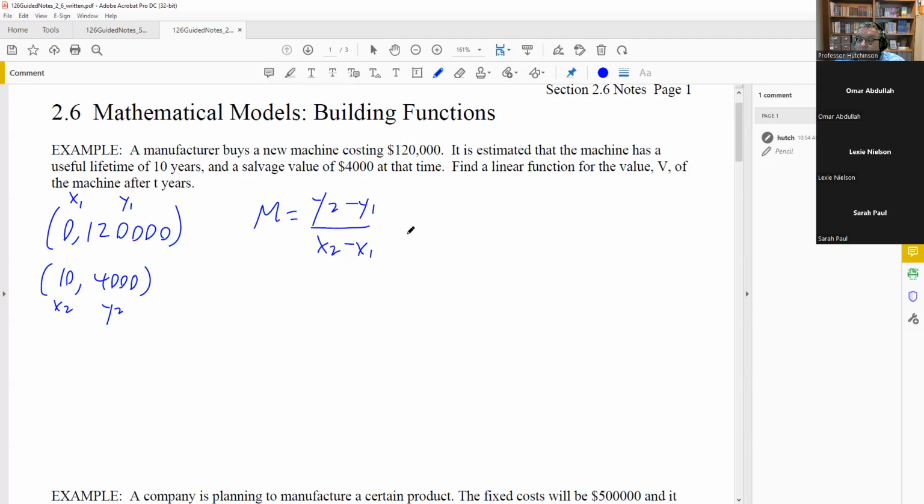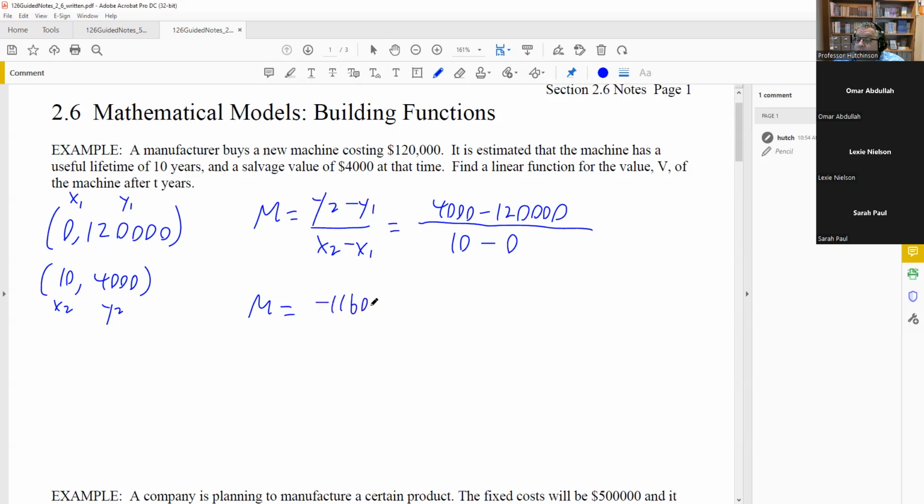Okay, so we have that one. We're going to put the points in that we've already labeled. So y2 minus y1, we have 4,000 minus 120,000 there. On the bottom, we have x2 minus x1, 10 minus 0. Notice that we are going to get a negative number on top. Now that makes sense because you're talking about a problem where you have a machine that's depreciating. If you have a machine that is depreciating, that means it's going down in value over time. So we should expect our answer for slope to be negative.